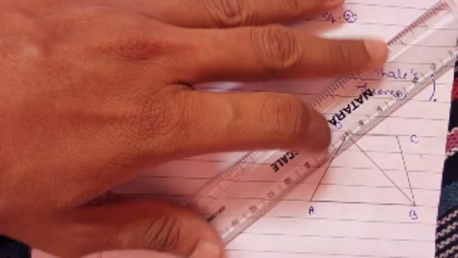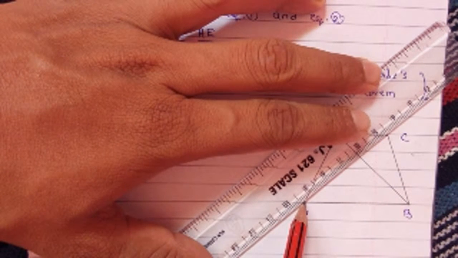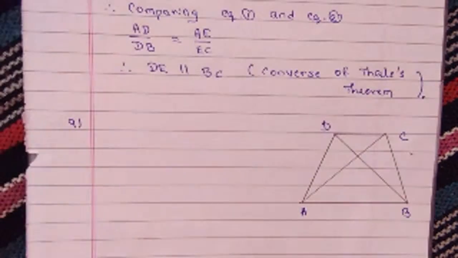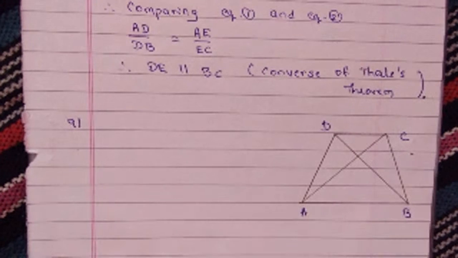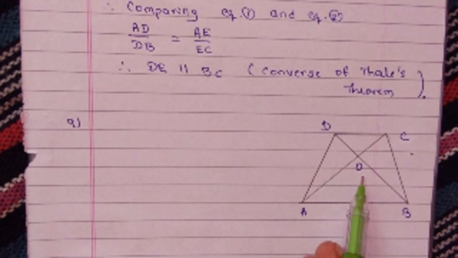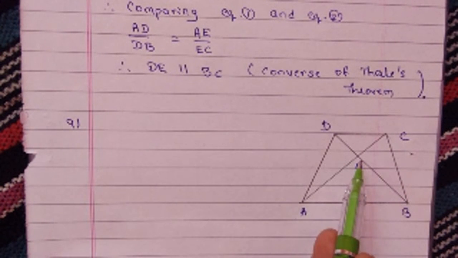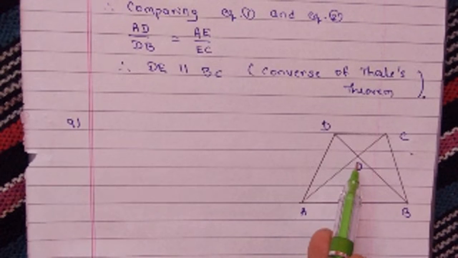DB is one diagonal and AC is another diagonal, and both will intersect at point O. Show that AO divided by BO is equal to CO divided by DO. We have to prove this.